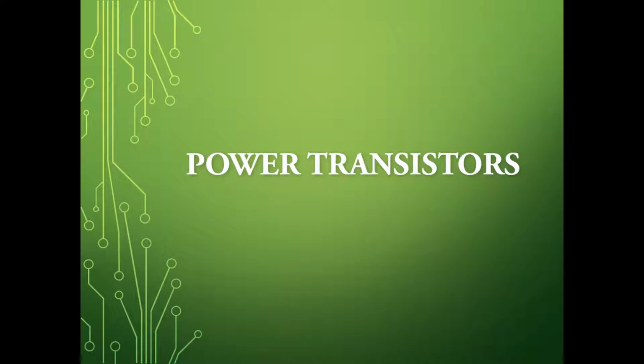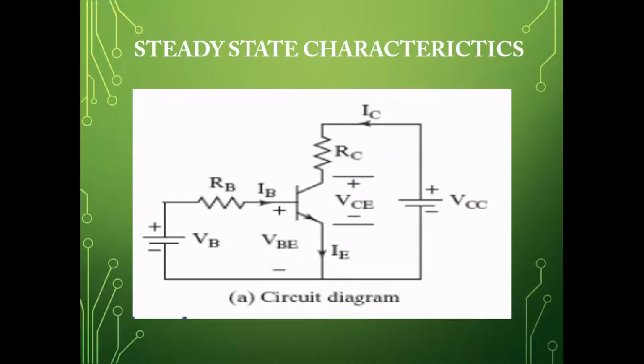Hello everyone, this video is about the steady state characteristics and transfer characteristics of power transistors. So what is meant by the steady state characteristics? The output characteristics and the input characteristics of the power transistors are nothing but the steady state characteristics of the device. If you observe the circuit here, the circuit is in the common emitter configuration.